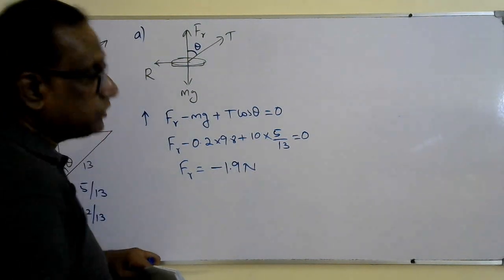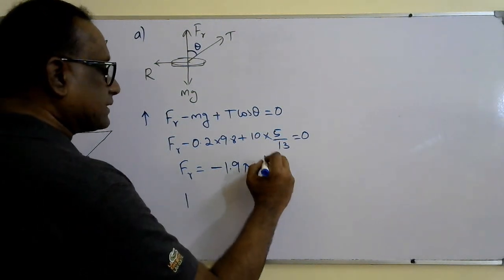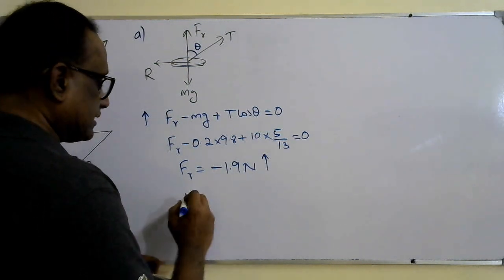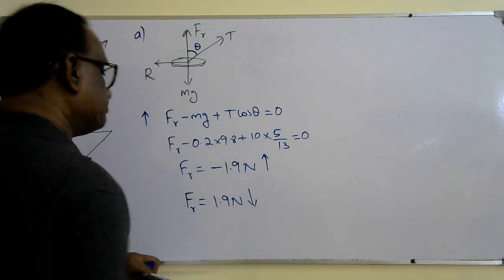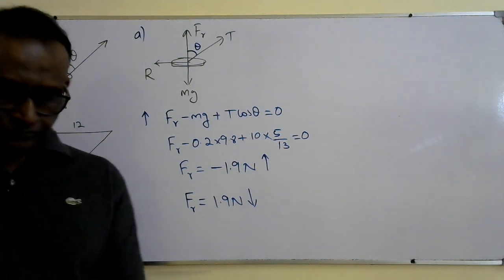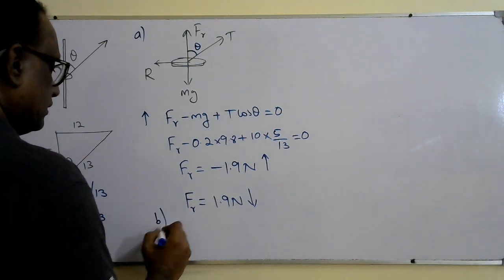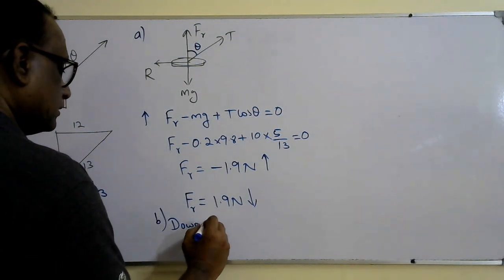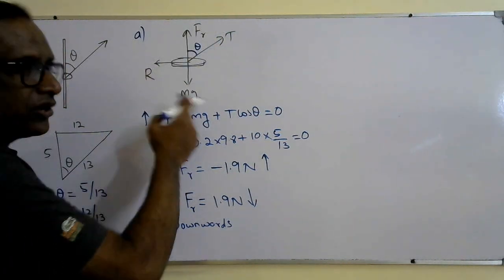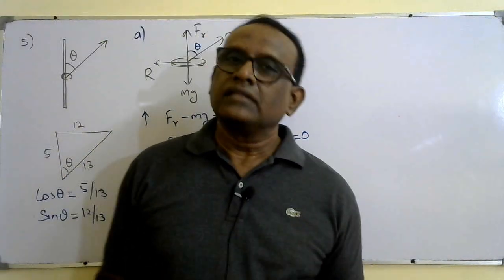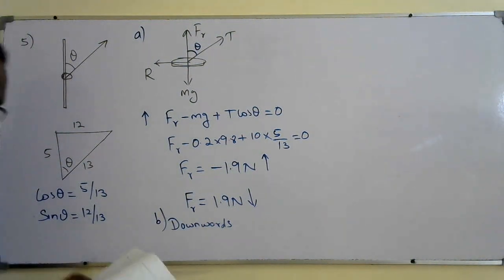So I am sure I took Fr in the upward direction, but I am getting a negative answer, which means the friction is actually in the downward direction. So friction is equal to 1.9 Newton downwards. Okay. B part, state the direction. So I mentioned that here. B part, downwards. If you took this Fr downwards from the start, you will end up with a positive answer. So the answer is downwards. Anyway, you are getting a positive answer, but I took upward direction, so I am getting a negative answer.